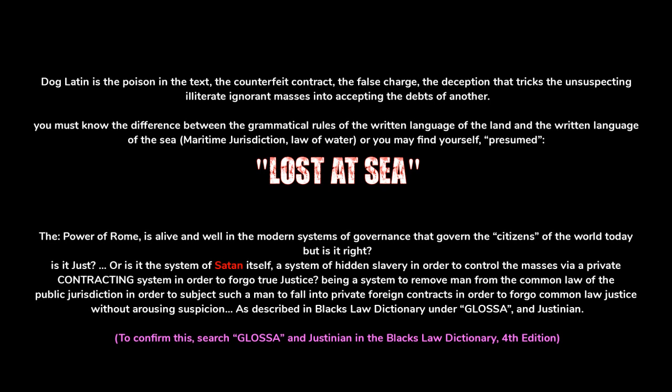The power of Rome is alive and well in the modern systems of governance that govern the citizens of the world today. But is it right? Is it just?